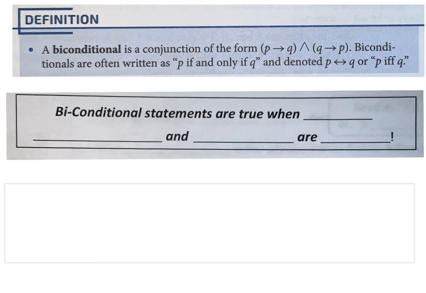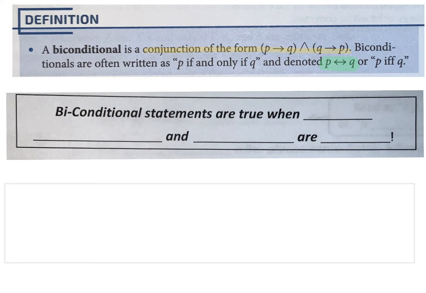All right, the definition of a biconditional statement: it's a conjunction of the form if P then Q and if Q then P. So it is a conjunction between the conditional and the converse, okay? The notation for a biconditional statement is P and Q with a double arrow in between, and it is read if and only if. For this type of statement, your truth value has to work both directions.